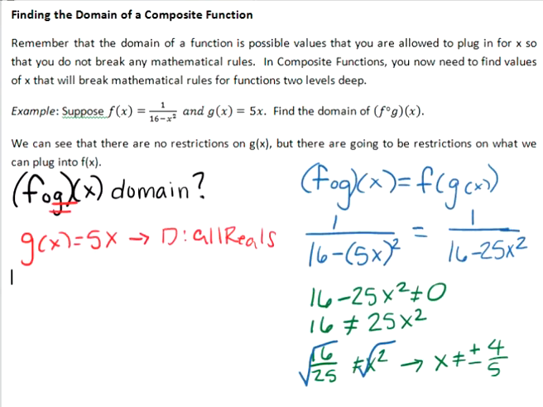So we didn't have any restrictions from the first part, g of x, but we do have restrictions from the composite function itself. So the domain of this composite function will be that x is an element of the real numbers. Remember, this is our symbol for element of. And now one of the symbols I'm going to show you is this symbol here. It's an R with 2 lines, and it's another way of saying all real numbers. Except we now have learned that x cannot be equal to plus or minus 4/5.